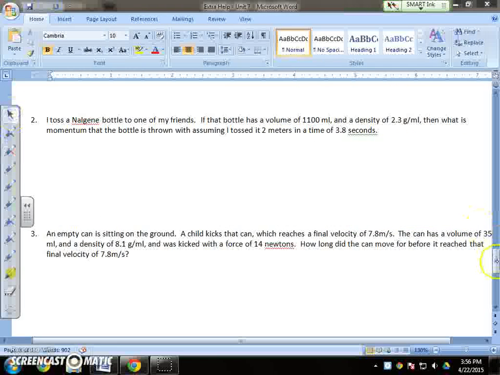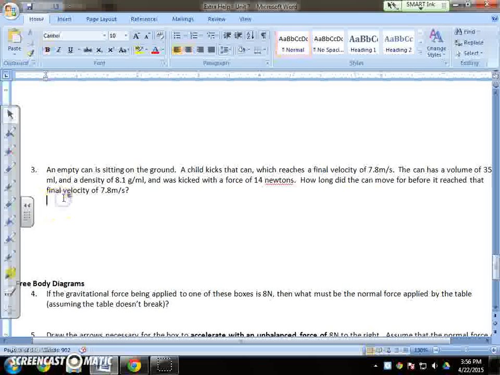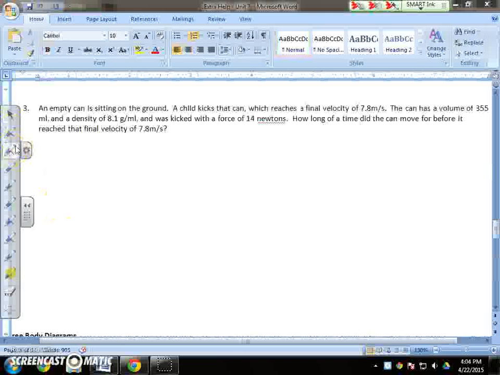Let's work our way down, give ourselves a little space here, and let's go. Alright, so our final problem. We got 5 minutes to kick this out. Empty can is sitting on the ground. Child kicks a can, it reaches a final velocity of this, the can has a volume of that, it has a density of this, it's kicked with a force of this. How long of a time did the can move before it reached the final velocity of that?